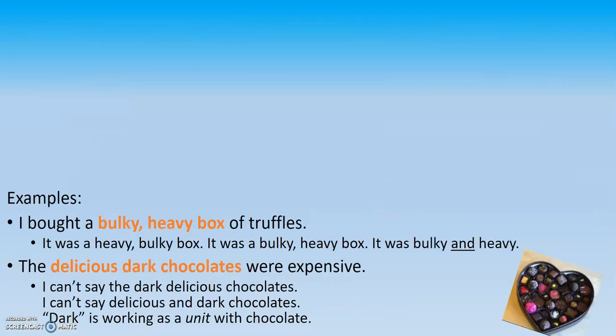Okay, now this one can be really tricky. So in this case, I have a number of adjectives. I bought a bulky, heavy box of truffles. Okay, bulky and heavy are adjectives, and I put a comma between them. But in my next sentence, the delicious dark chocolates, okay, I have adjectives, delicious and dark, but I didn't use a comma. Why? How do you know?